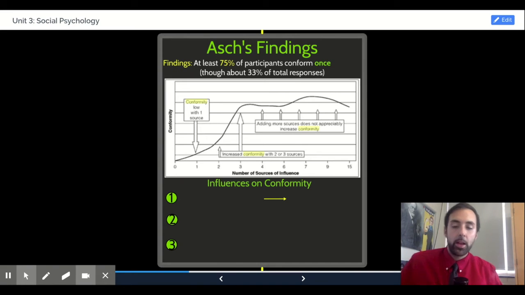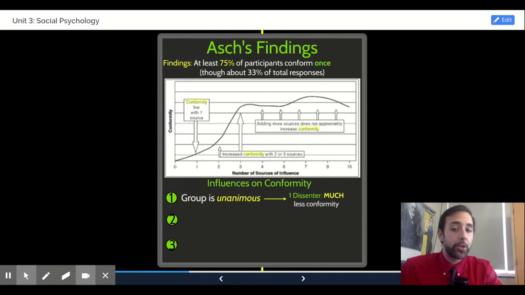Though if you look at the totality of responses, meaning you take all trials together, it only happened about a third of the time, which means somebody might conform on trial 1, but on trial 2, they'll trust their eyes. Trial 3, they'll trust their eyes. Eventually, they'll abandon conformity. They won't conform to that group standard. They'll trust their eyes. So about 75% of people will conform at least once.